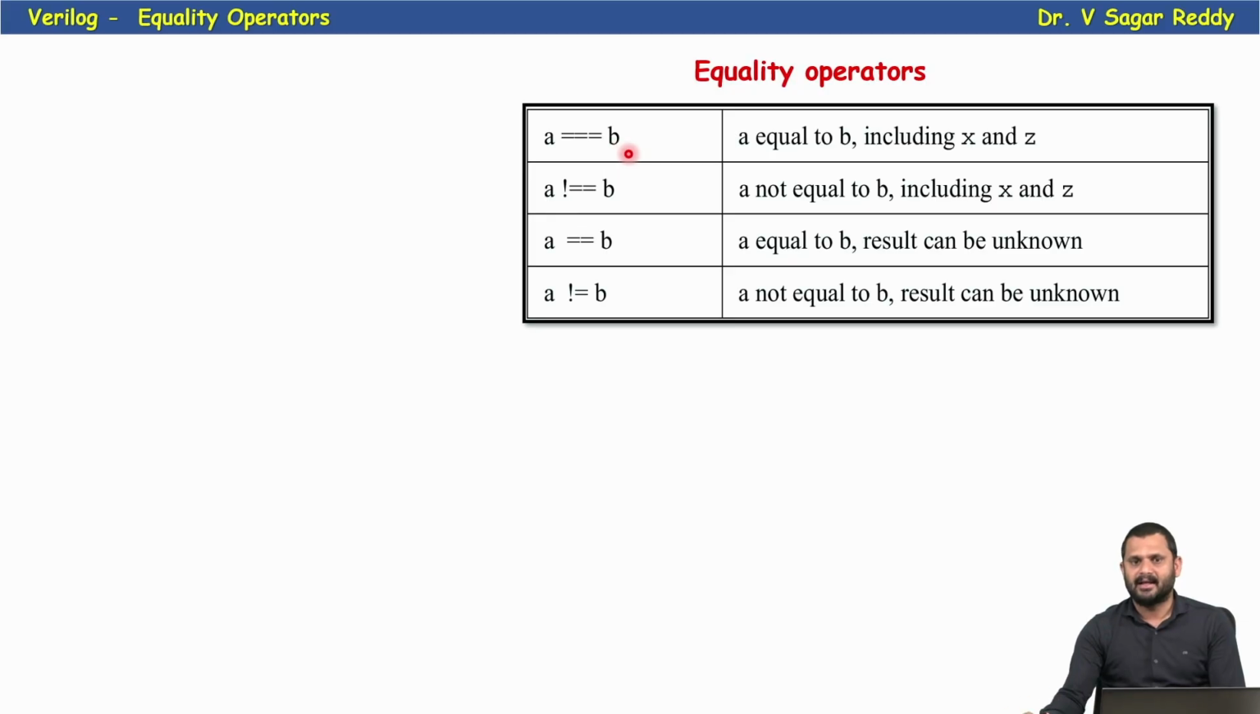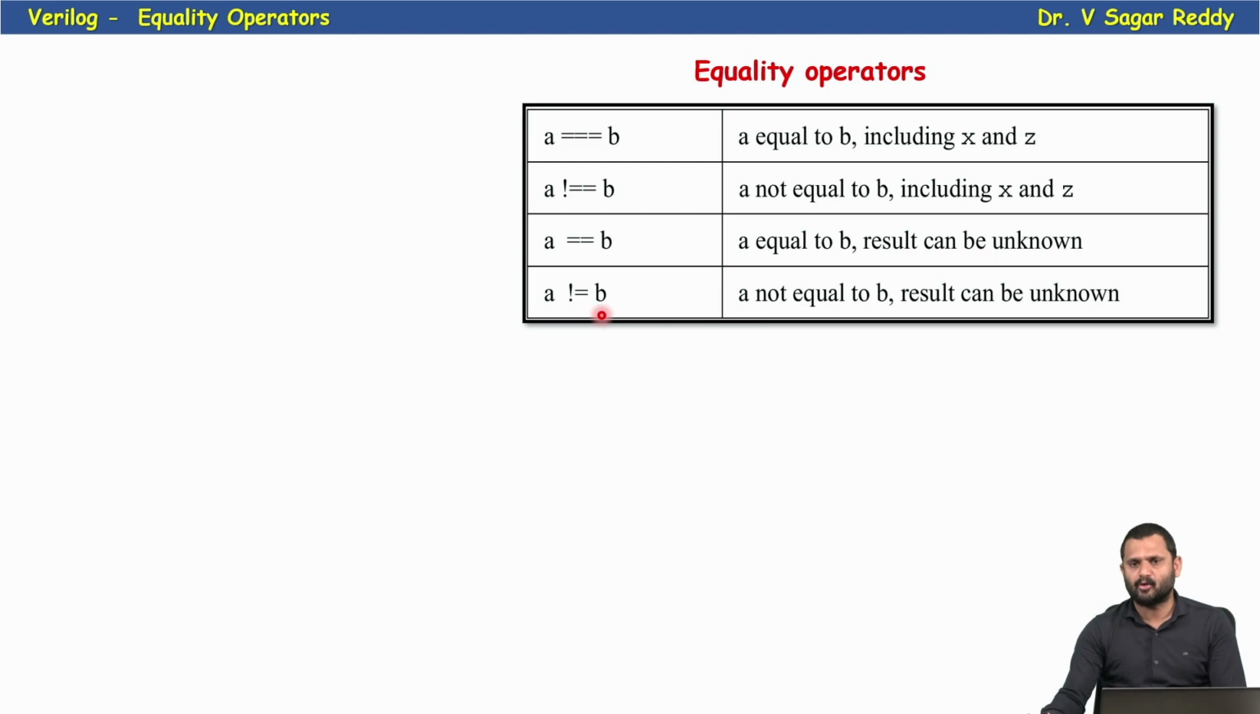While comparing in this, we consider x and z also. So A not equal to B, we are considering x and z also. Clear? Whereas now the output of these two expressions is either 0 or 1, not x. I will explain in detail with some examples. So A equal to B, A equal to B, the result can be unknown.